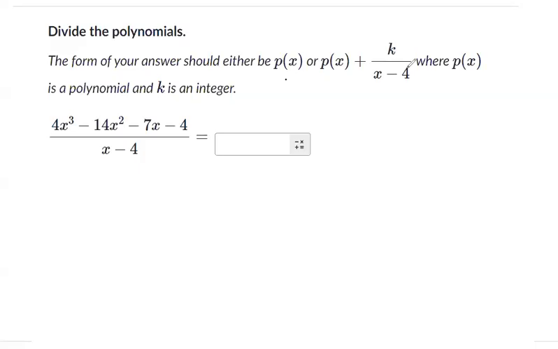Hello, everyone. So we are gonna do division with polynomials. But before we get to division with polynomials, let's remember how we do division in general, right? So let's say I'm gonna take 24 and divide this by 3.